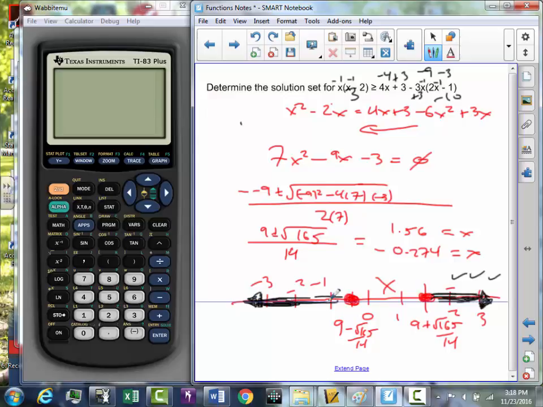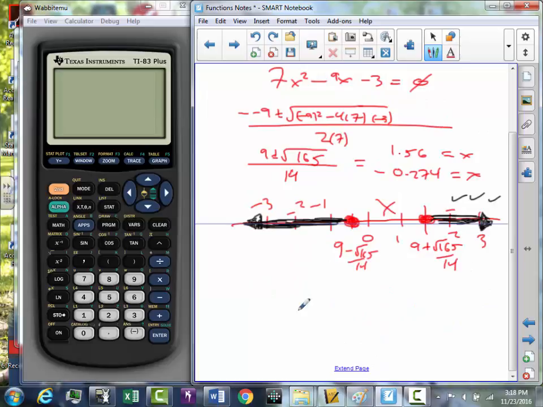I haven't done one of these with you guys yet. In the scenario where the answers go that way and that way, but they have a big gap in the middle, here's how you write it. And I think I showed you this yesterday. You're going to say it goes from negative infinity all the way up until 9 minus root 165 over 14. And you put a U.